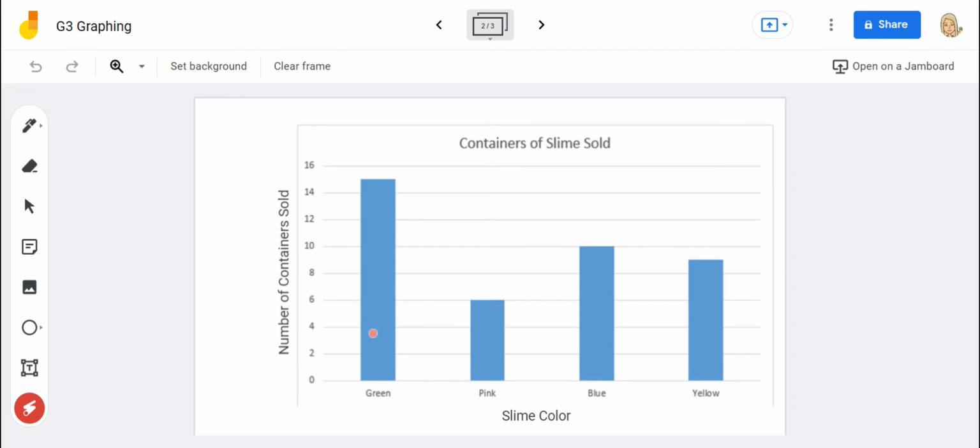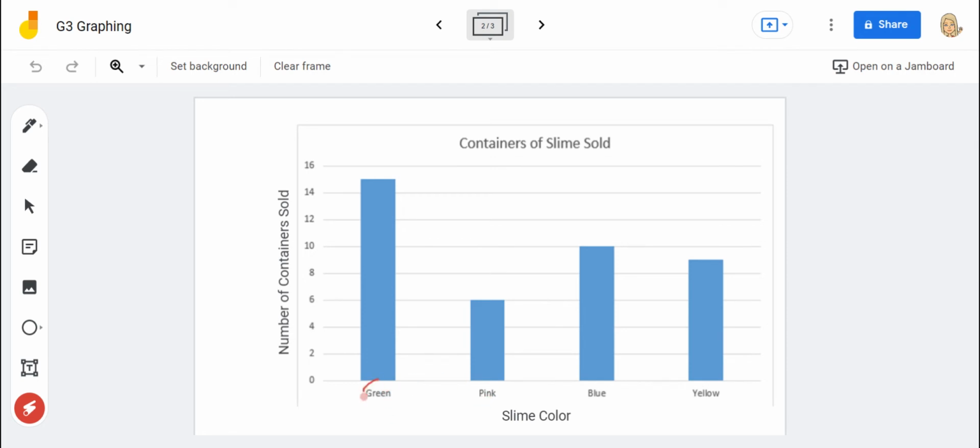So here's how we can read this bar graph. I'm going to look at the pink slime color right here. I'm going to see how far that bar goes up and what line it represents when it reaches the top. So when I get to the top of this bar, I see that it's at the line of 6. So that means that there were 6 pink containers of slime sold.